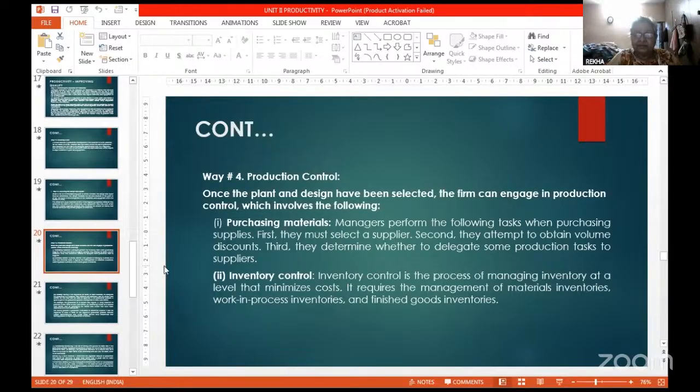He should sell the goods at a standard price, and should supply it in time. So it is very essential that a good selection of suppliers is done. Second, they attempt to obtain a volume discount. Naturally, suppose you're buying something in a larger volume, then you expect some discount on it. Third, they determine whether to delegate some production tasks to suppliers.